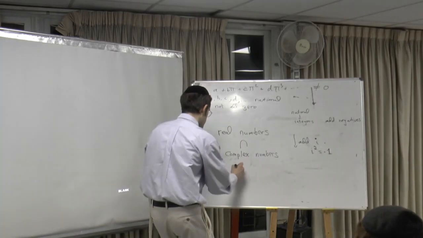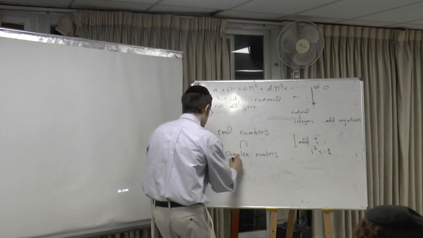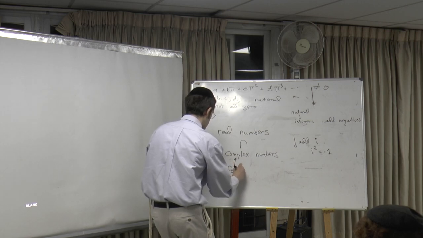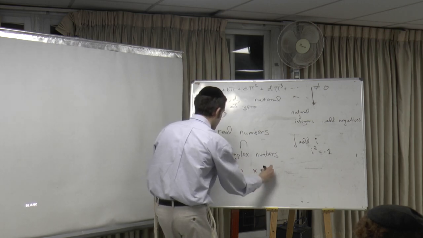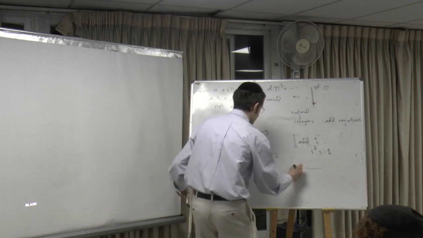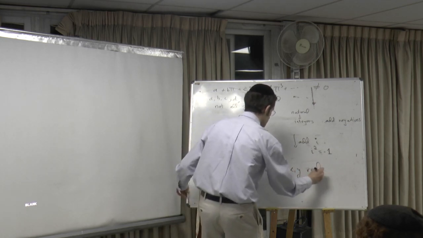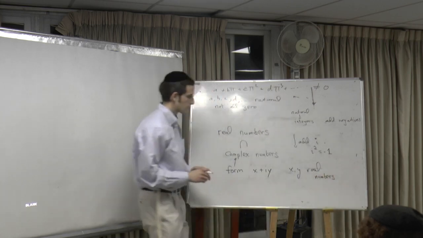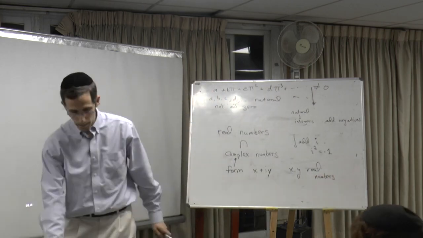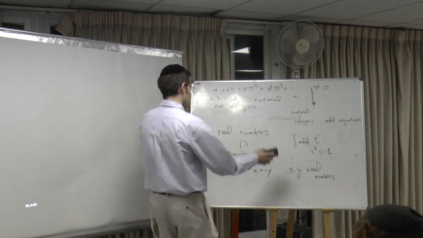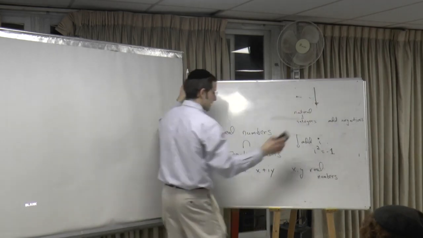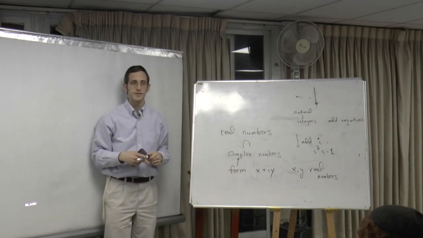So then complex numbers are all things of the form x plus iy, where x and y are real numbers. And then you can multiply these guys just like they were numbers, and all you have to remember is that I squared equals -1.